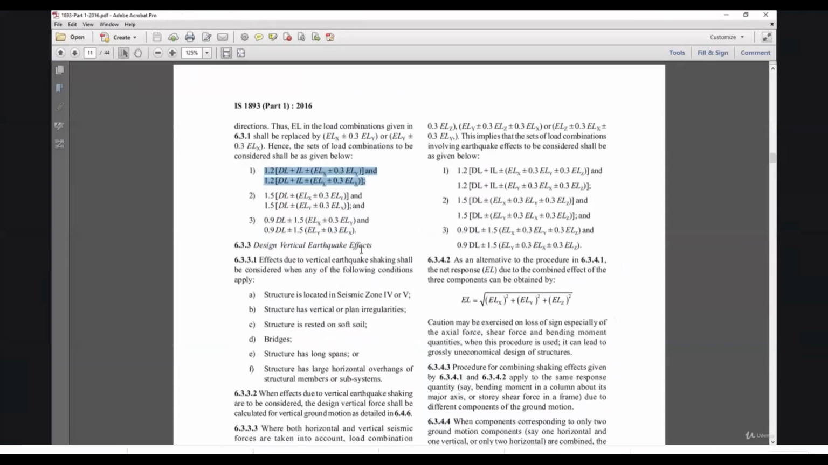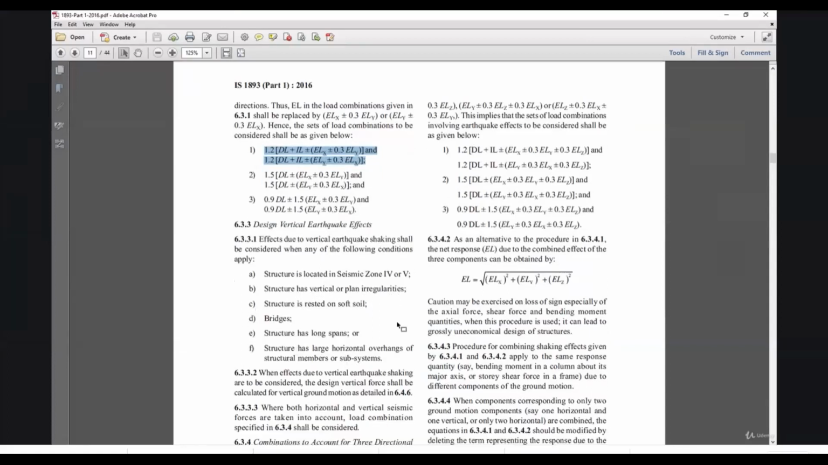Now, design for vertical earthquake effects is a major change in the latest earthquake standard. Whenever a structure is located in seismic zone 4 or seismic zone 5, we need to design the structure for vertical earthquake also. In addition to that, vertical earthquake has to be considered when the structure has vertical or plan irregularities, the structure rests on soft soil, it is a bridge, the structure has long spans, or the structure has large horizontal overhangs or structural members or subsystems.